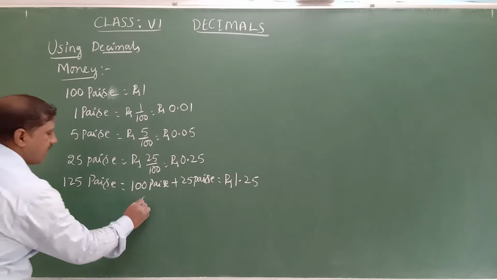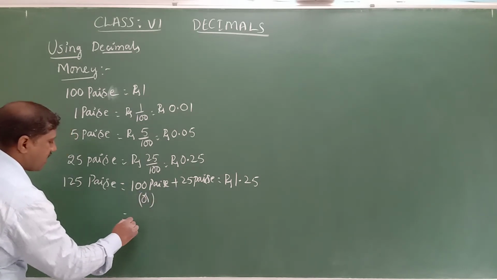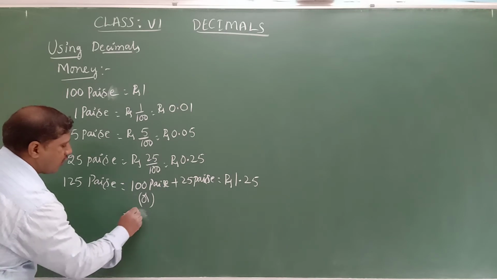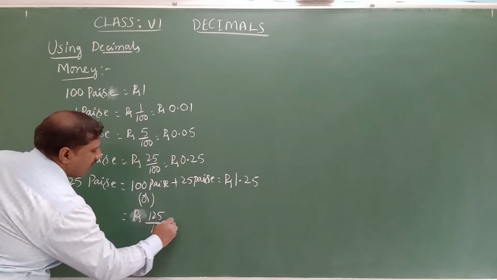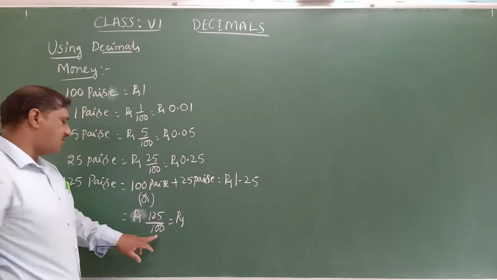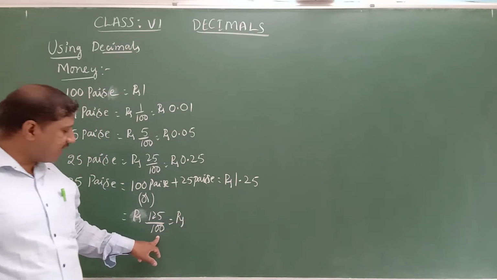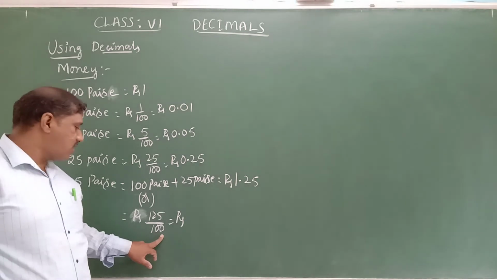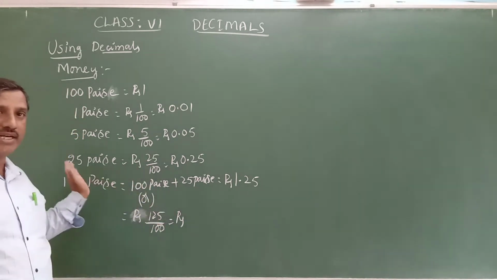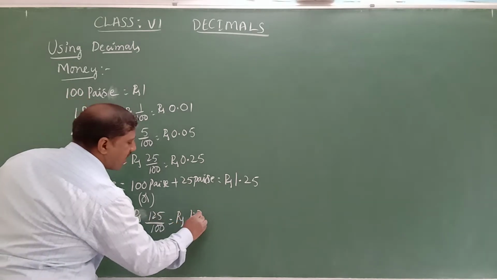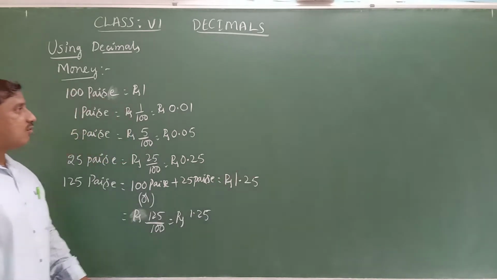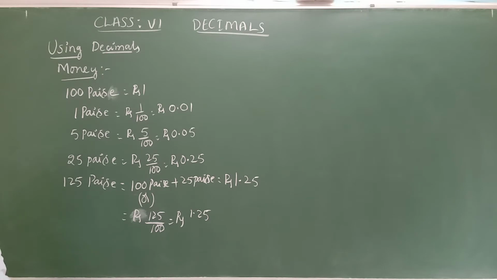Simple it is. Directly also you can write 1 rupee 125 by 100. So here we have the decimal point after 2 digits. 2 zeros are there in the denominator. So keep the decimal point after 2 digits from the right side. We get 1.25 rupees. Like this we will convert.